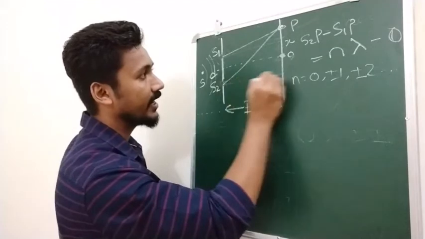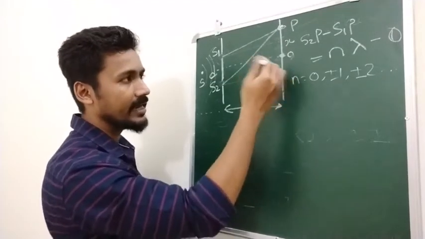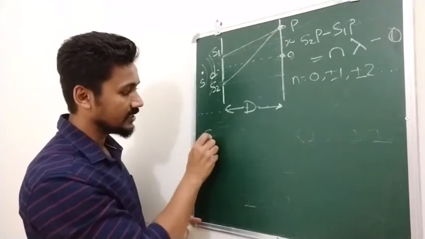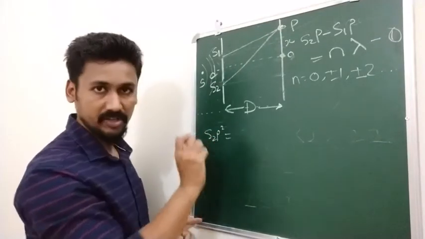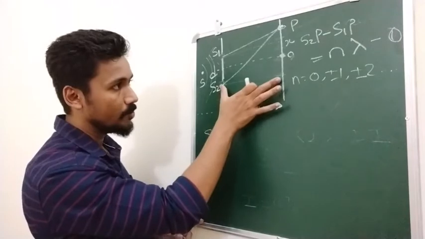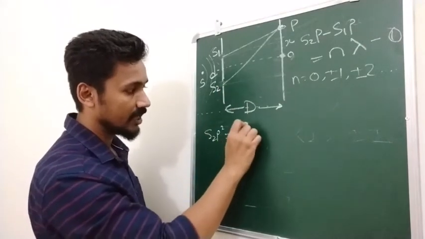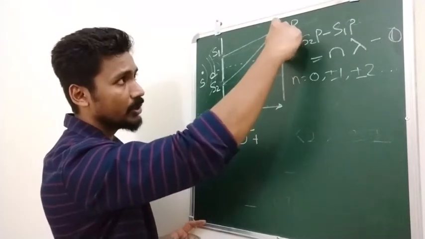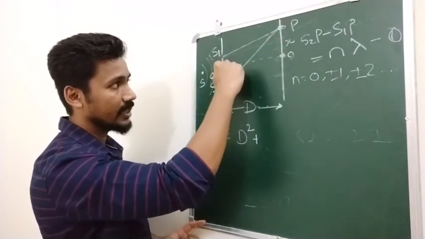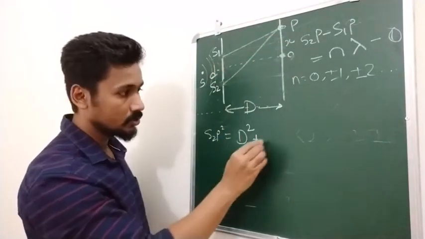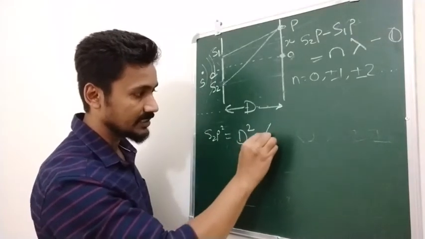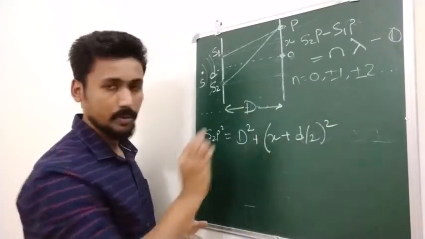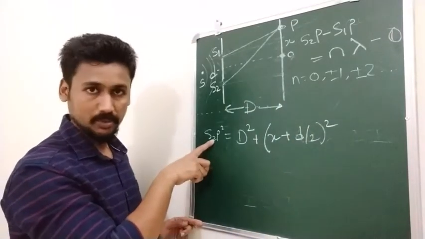So what will you see now? Let us take this triangle, S2P, and any arbitrary point you can put here. So hypotenuse square, that is S2P square, will be equal to this side square. How much is this side? Capital D. So capital D square plus, how much will be this side? This side will be equal to X plus this one. How much is this part? D by 2. So this will be equal to D square plus (X plus D by 2) square. This is S2P square.